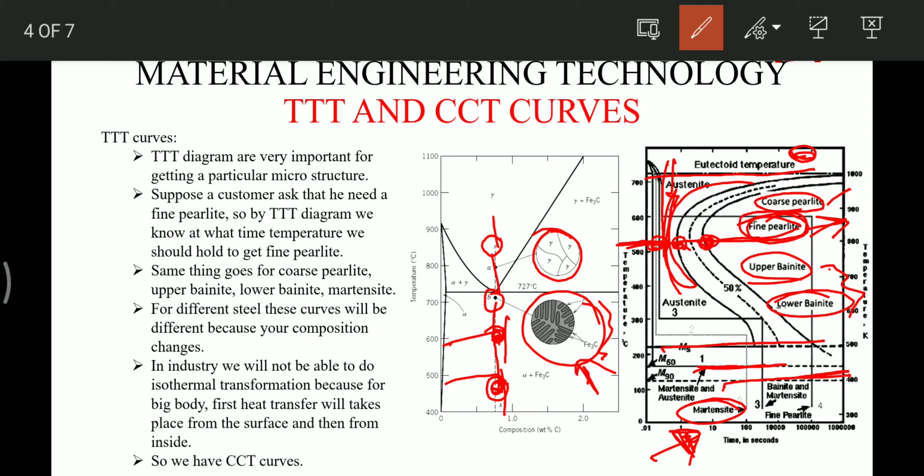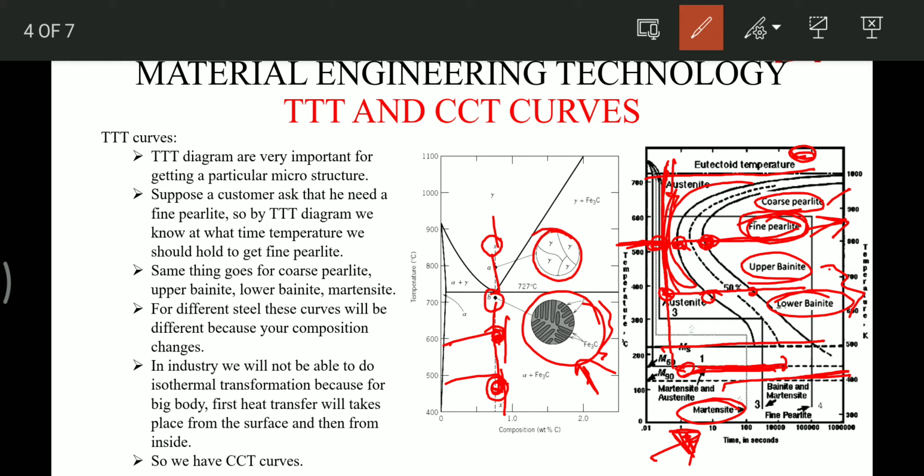Similarly, if you want bainite, we have to cool till here, and then isothermally allow for the transformation to take place. But for martensite, the transformation takes place at the speed of sound. Once the structure is formed, and we keep the specimen at that particular temperature, there won't be any change in microstructure. So this is what we get from these TTT curves.